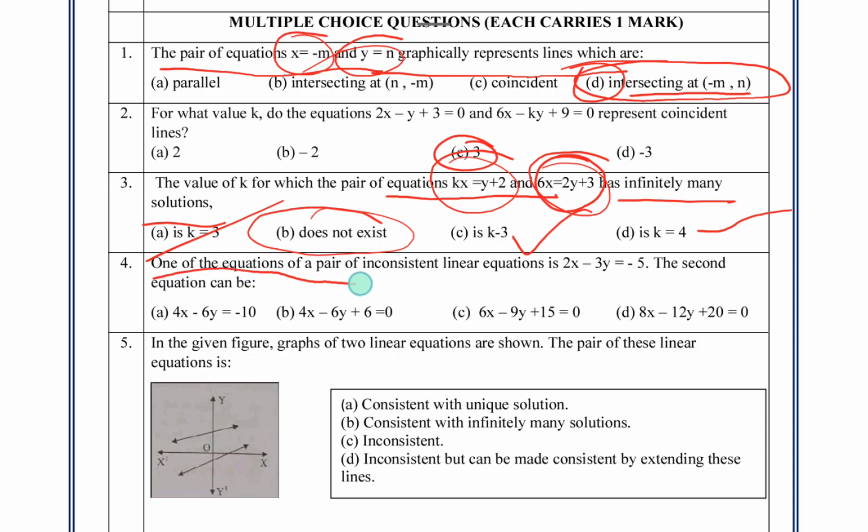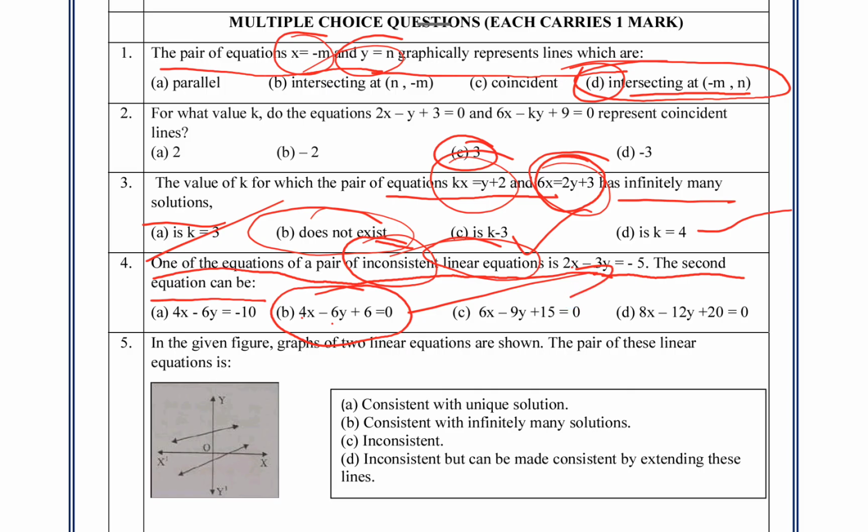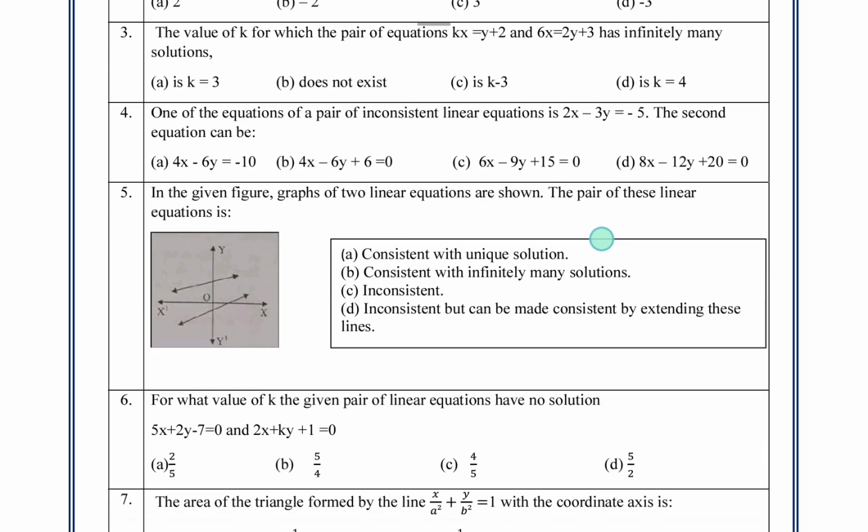One of the equations of the pair of inconsistent linear equations is 2x minus 3y equals minus 5. The second equation can be written as another equation. It is already a pair of inconsistent linear equations. For the lines, we have a1 by a2 equals b1 by b2, taking 2 by 4, 3 by 6, and if you get this, then minus 5 by 6 you will get. So this is the equation you can write. And next we come to the fifth question.